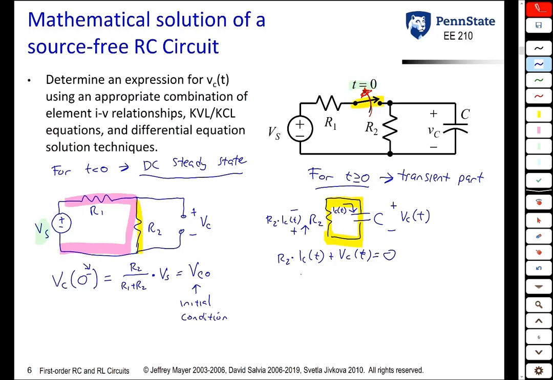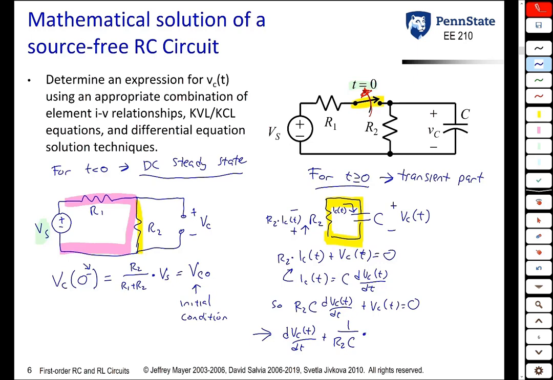But we also know that there's another relationship between the current through the capacitor and the voltage across the capacitor, this differential relationship. So we can plug the second equation into the first one to get this: R2 times C times dVc/dt plus Vc is equal to 0. Finally, we can divide everything by R2 and C to get dVc/dt plus 1 over R2 C times Vc equals 0. Notice we get a differential equation of the form Vc prime plus some constant a times Vc is equal to 0.